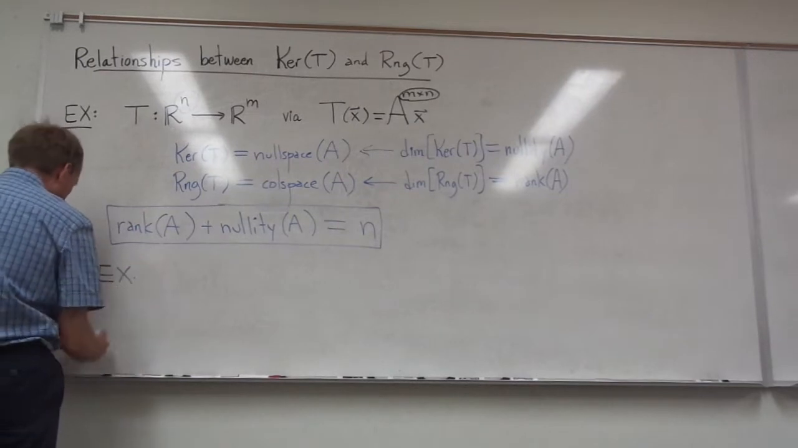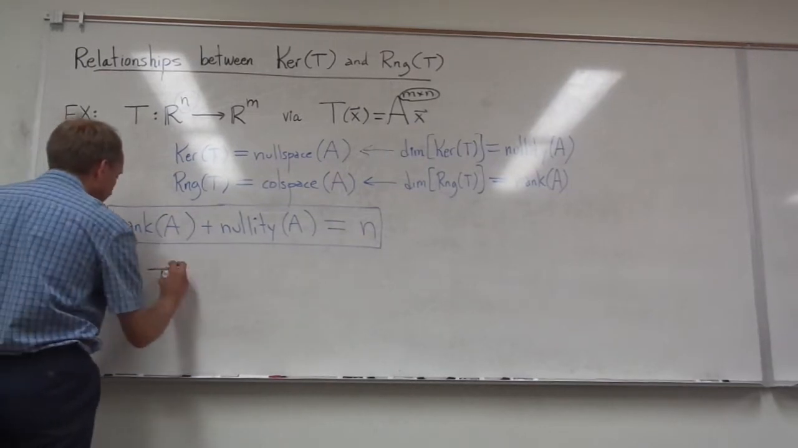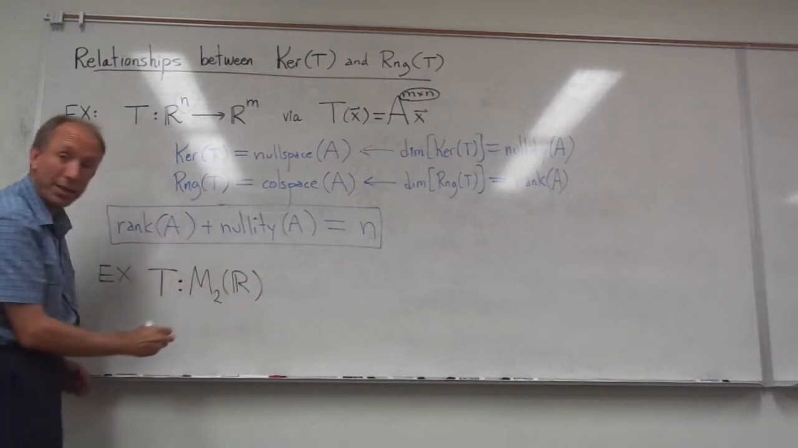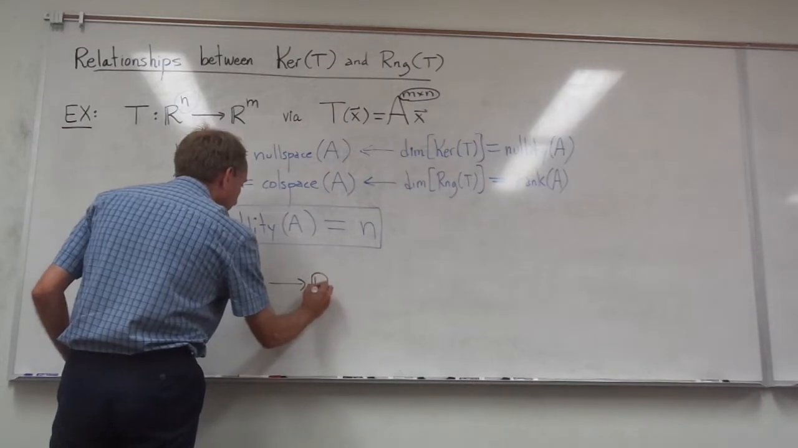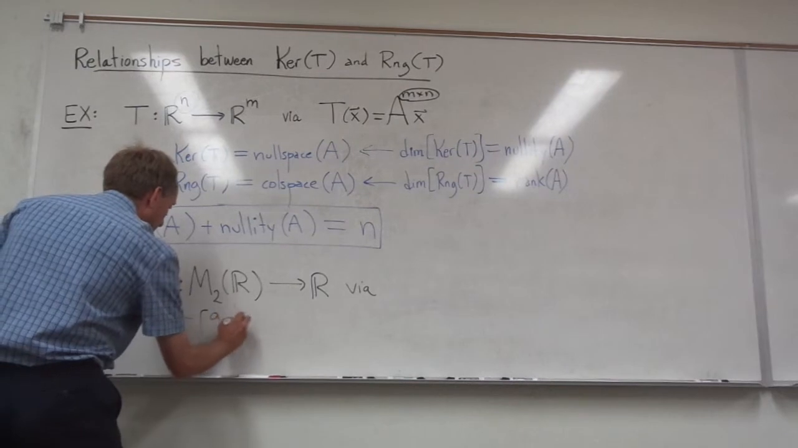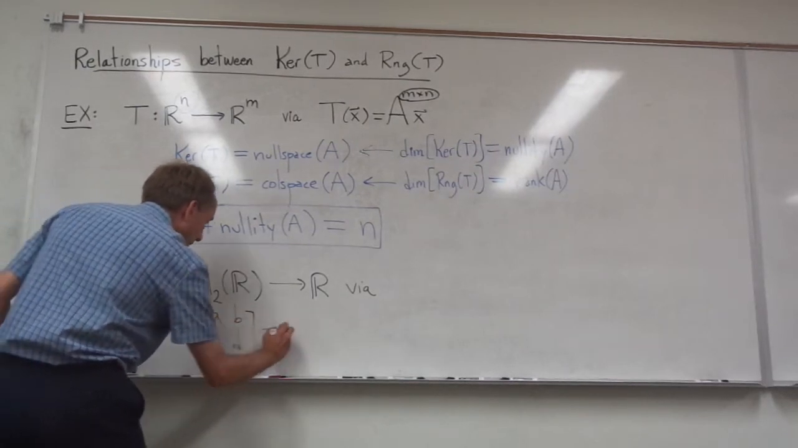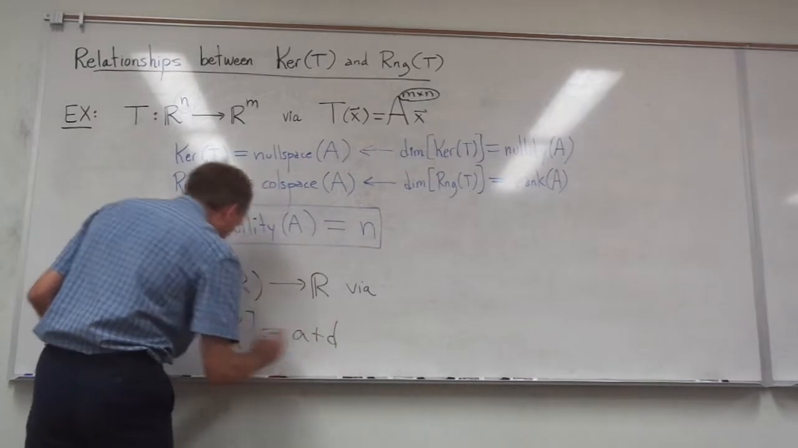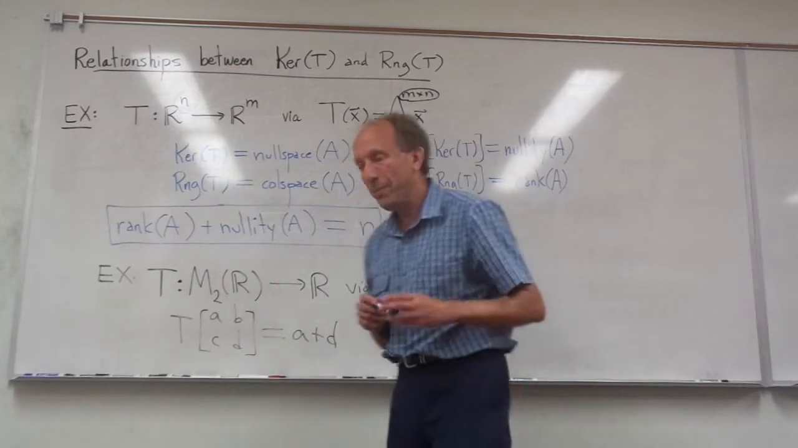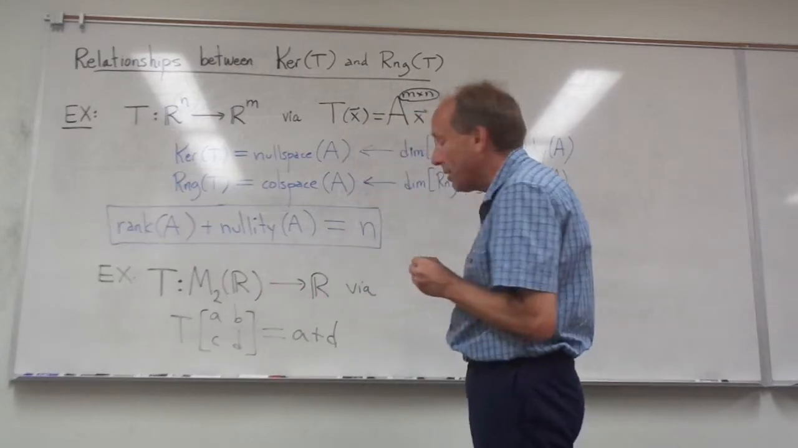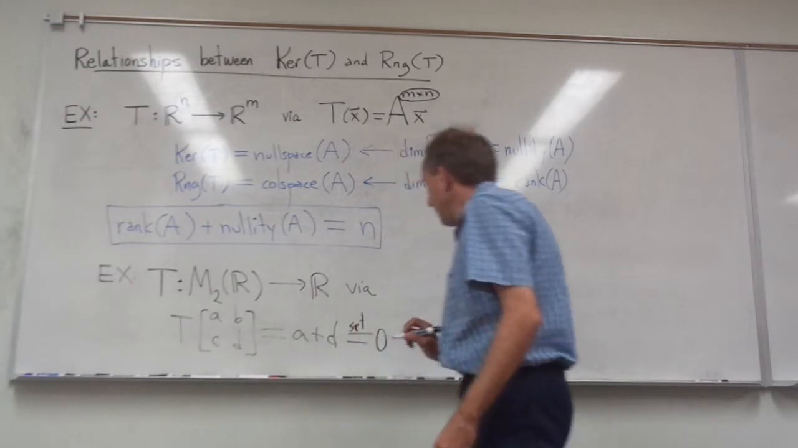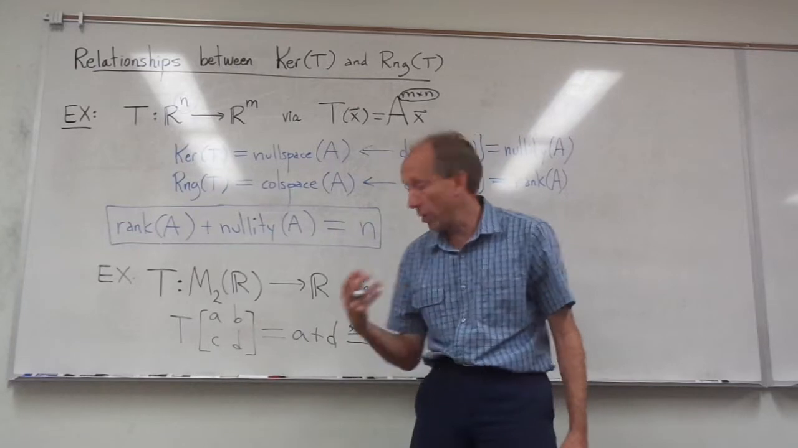So imagine that we take T. We can certainly take a 2 by 2 matrix and spit out a real number. We can do this via, suppose I take a, b, c, and d, and I send this to a plus d. So this is a linear transformation. And I'm just going to remind you that if you set this equal to 0, you're going to figure out the kernel.